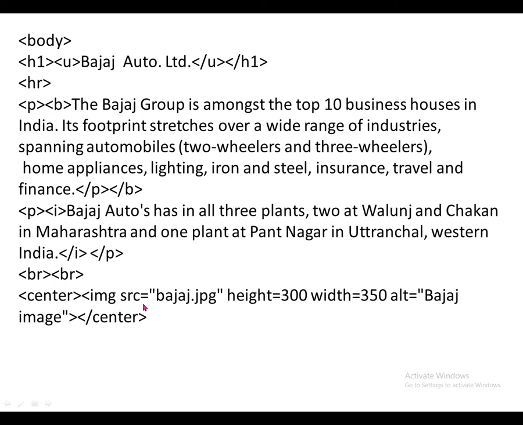Again, I want some image related to the company, so I am using image src. You remember this tag: image src, name of my image, height and width in pixels. ALT, they said, alternative text. Alternative text means if this image is not displayed, then instead of this image, this name, Bajaj image, will be displayed. That is the alternative text. So this ALT tag you have to write continuously. What is the center tag? To make it center aligned. So image src bajaj.jpg, height and width, then you have to add the ALT tag.